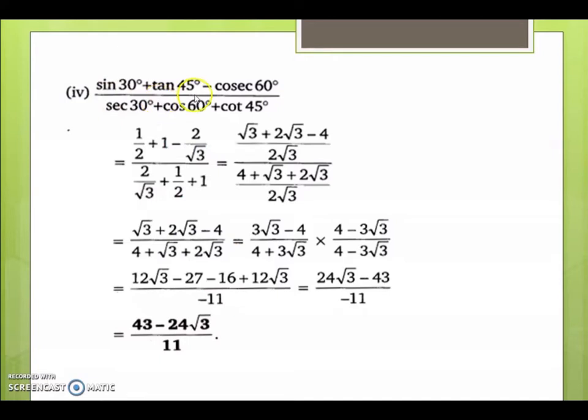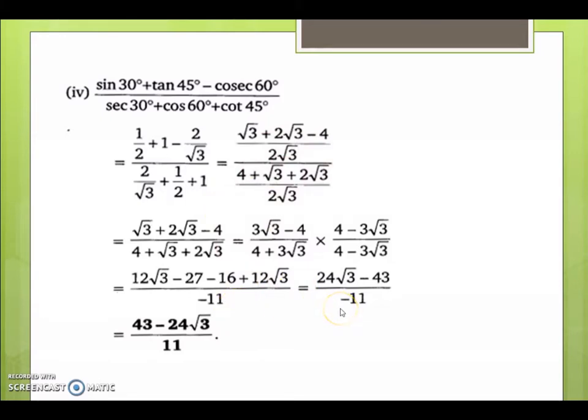So again sin 30 plus tan 45 minus cosec 60, all these values have to be substituted, divided by sec 30 plus cos 30 plus cot 45. So substituting all these values from the trigonometric table and simplifying, you will get the answer.